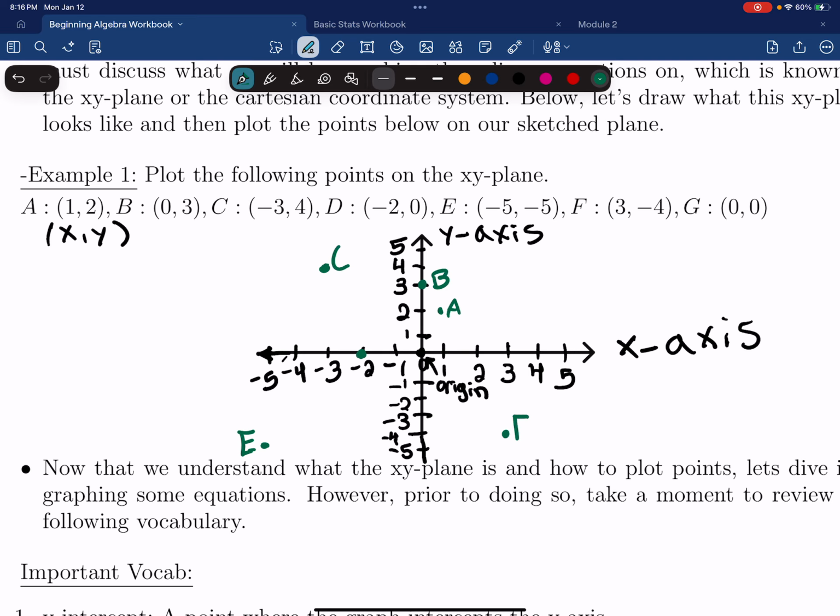So this is point F. And last but not least, we have point G. I encourage you to pause the video and give the last point a try. And assuming you have plotted point G, let's work through it together.